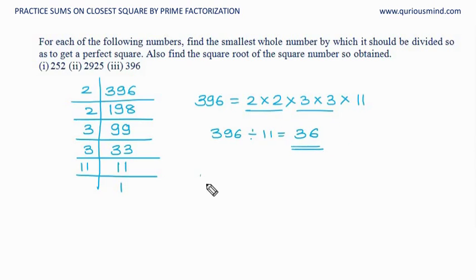And to find the root of 36, we know these two digits one time, which is equal to 6.